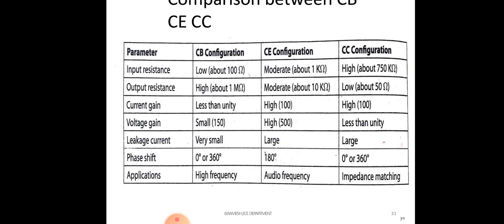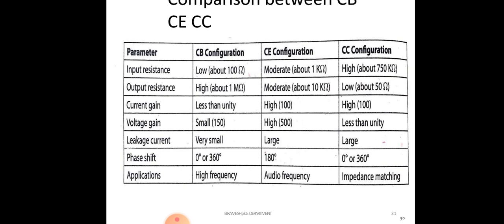Now see the comparison of CB, CE and CC configuration parameters. First, the input resistance. For the CB configuration, the emitter-base junction is forward biased, so the resistance is very low, about 200 ohms. In the CE configuration, it is moderate, about 1 kilo ohm, for the emitter-base resistance.